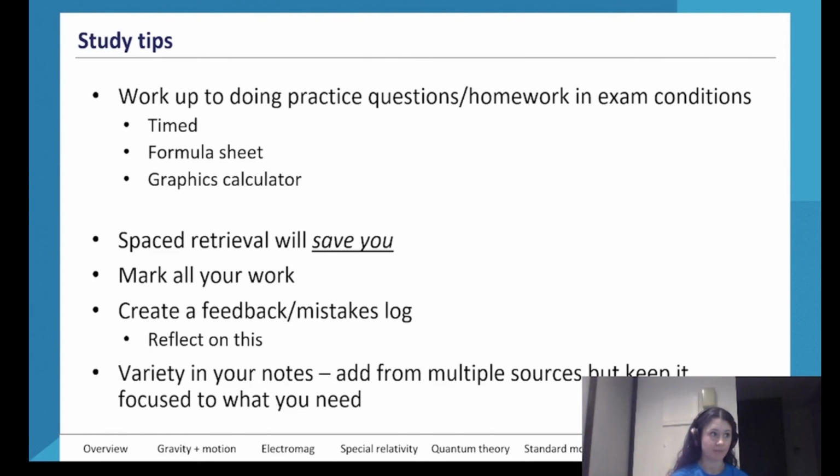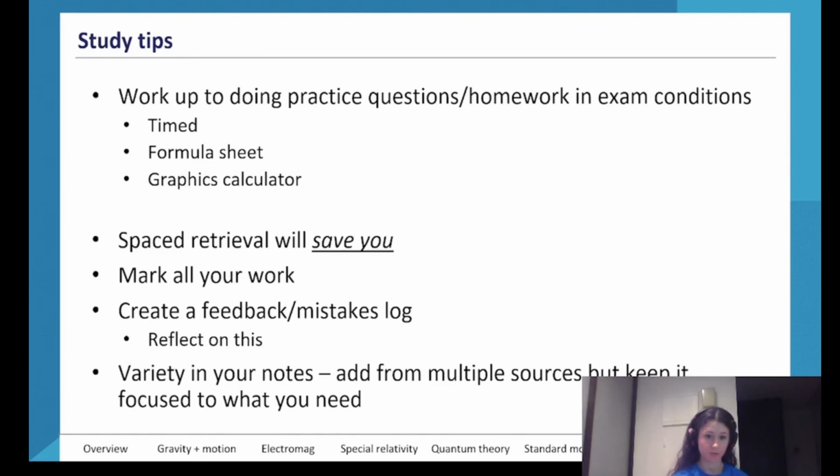What I want to recommend firstly is make sure you're doing practice questions in exam conditions. Make sure you have your formula sheets so you learn where all the formulas are. You're using your graphics calculator. You can time them as well. But essentially it means to make sure you're not constantly looking back at your notes and that you are remembering everything.